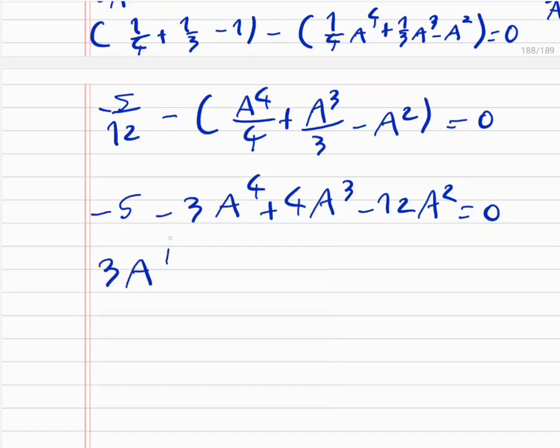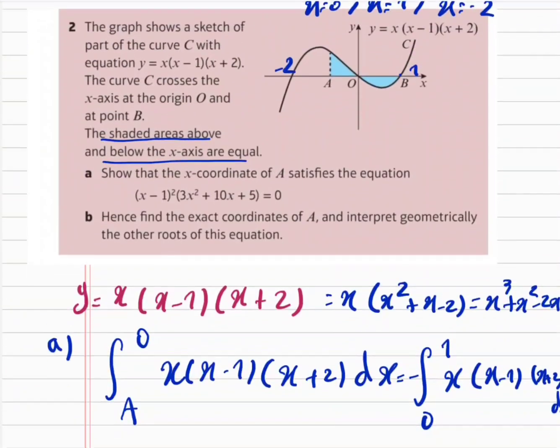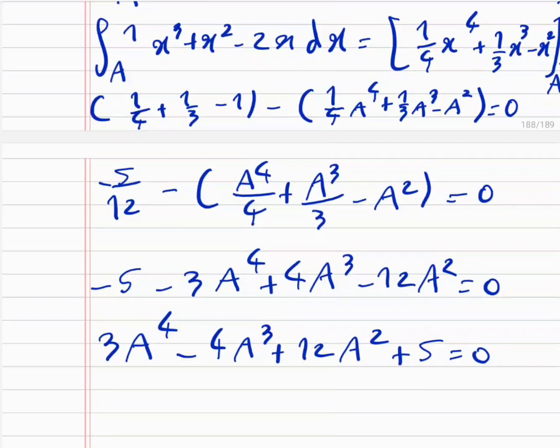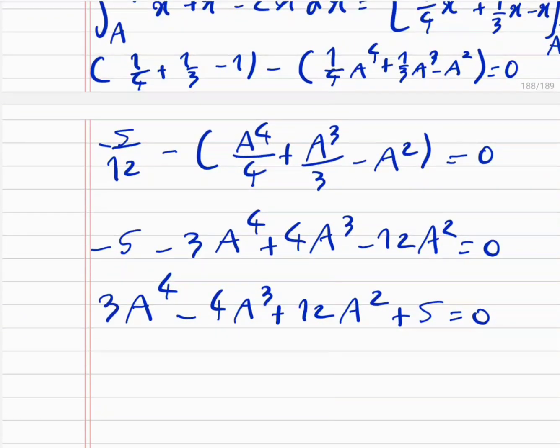So we are going to get 3a to the power of 4 minus 4a cubed plus 12a squared plus 5 is equal to 0. Okay, so this is the interesting part, because remember, now we have this equation. So far we have been just solving the integral, and then this is what we'll get at the end. And in fact, one of the solutions to this equation is going to give us the x coordinate of a, right? As you can see, solving this equation is literally going to give us a. So it's just now about solving this equation, and obviously in order to solve this, we need to use the factor theorem. So we just need to guess one of the roots and then use the long division.